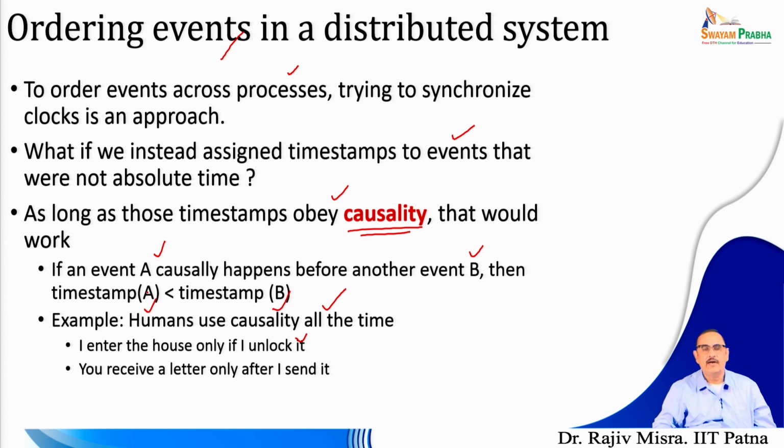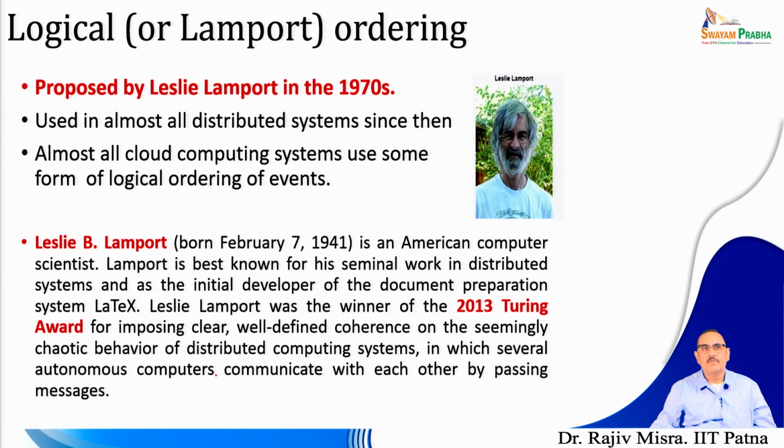Humans are very good at it at all points of time. Similarly, another example is that you receive a letter only after I send it. So, the send event of the letter has a time stamp less than the time you receive the letter at a later point of time. This particular relationship in ordering of the events is called causality. Causality may not require the physical clocks in a distributed system, that is what we are going to see. If the physical clocks are avoided, yet we can order the events with the help of a relation called causality, which we are going to see from a distributed system perspective.